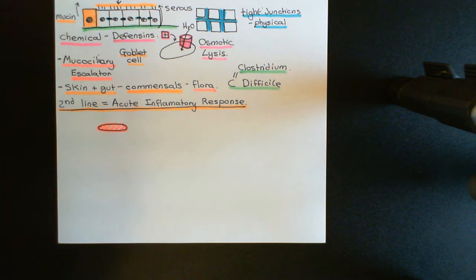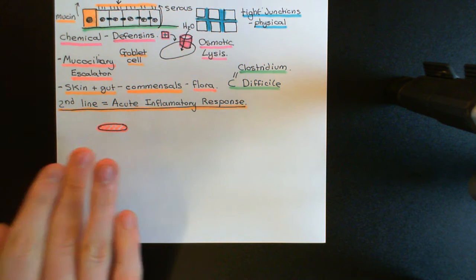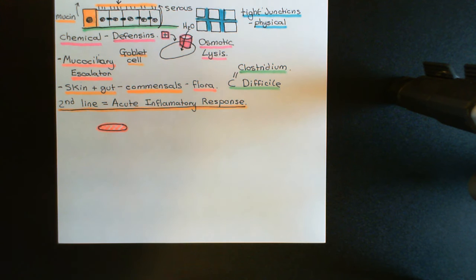Okay, so what are we actually going to do about this now? Because this thing might be dividing and dividing and dividing now and producing a whole bunch of pathogens inside our tissues. Or indeed we might have managed to get lots of the pathogen in all at once. How are we actually going to deal with this?